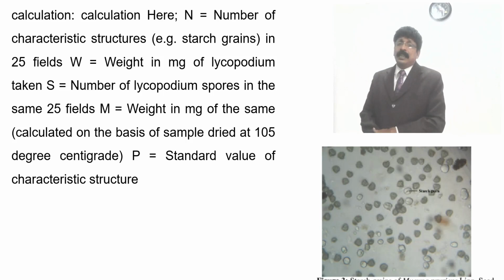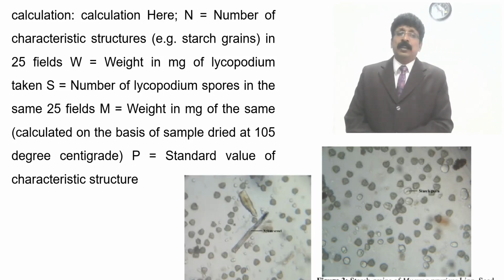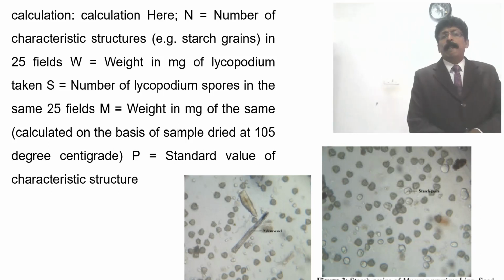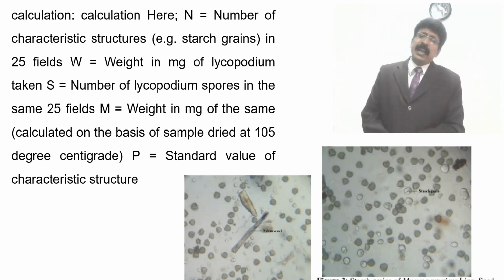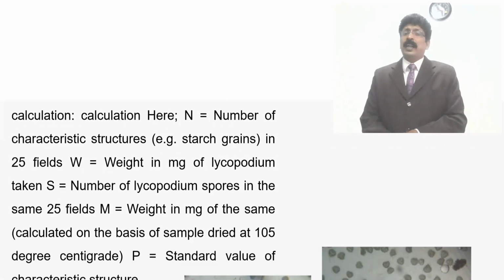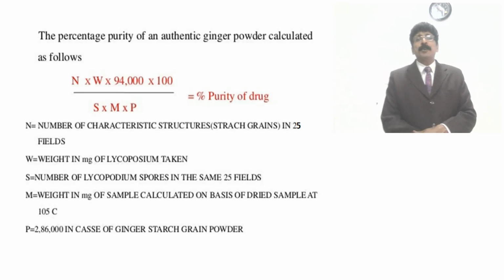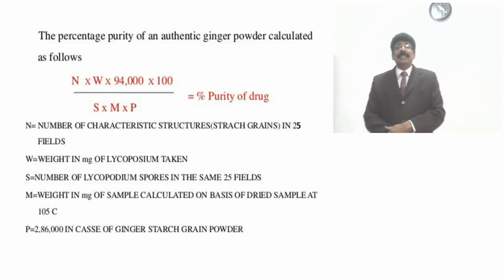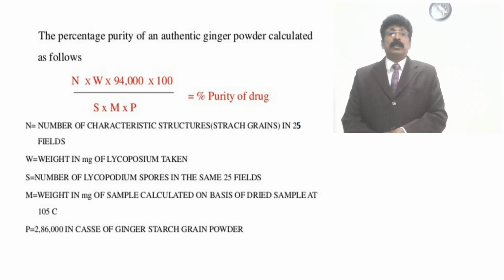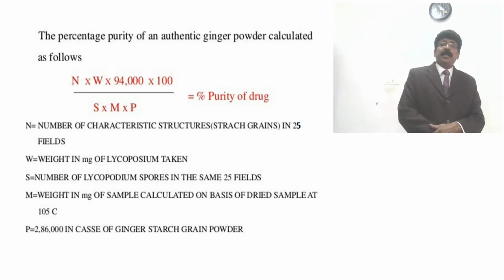That will give you the percentage of the compound which is present. So you can see that the lycopodium method can be used for fibers, trichomes, or any other materials, and can also be used for identifying other compounds. The percentage purity of an authenticated ginger powder calculation example I have taken here: N into W into 94,000 into 100, divided by S into M into P, into the percentage of the drug, will give you the result.